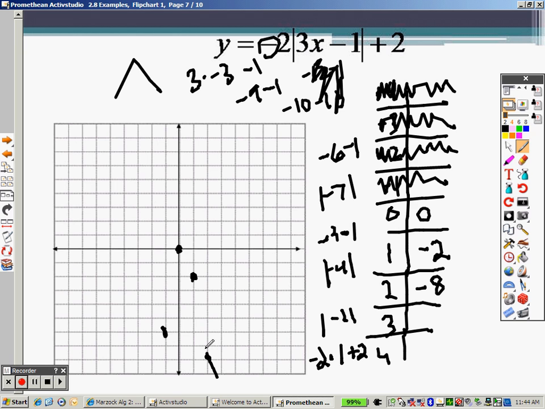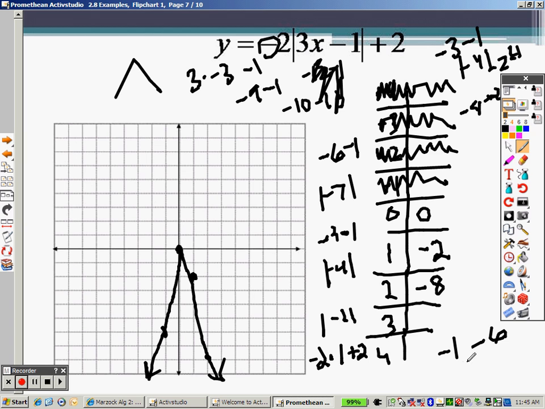So here is the V that we get, because we could actually plug in a -1. If we plug in a -1, that is -3 minus 1, which is -4. The absolute value of -4 is 4. So -2 times 4 is -8, plus 2 is -6. So I could graph that, which means it's down here, and the V is going down when I connect those points.